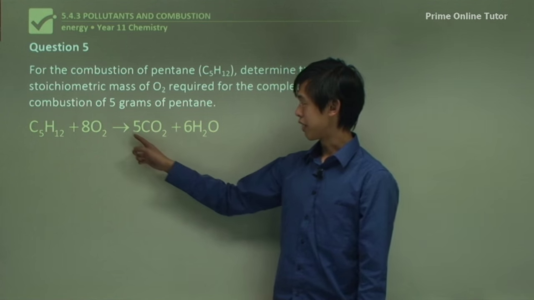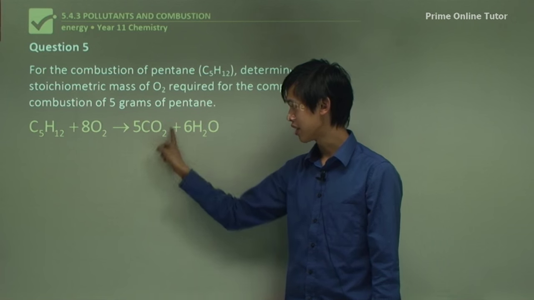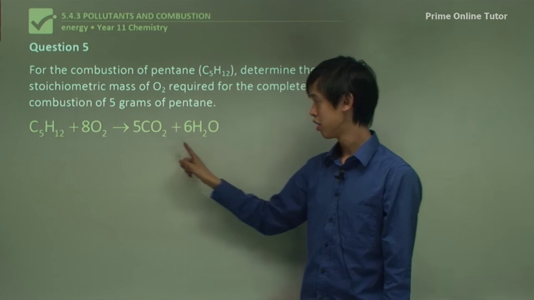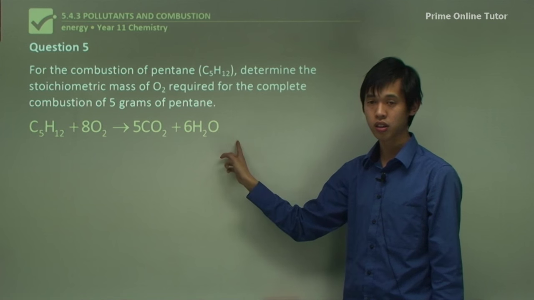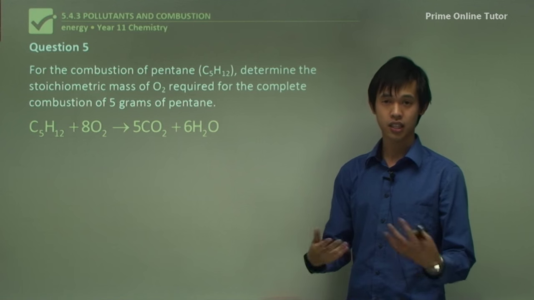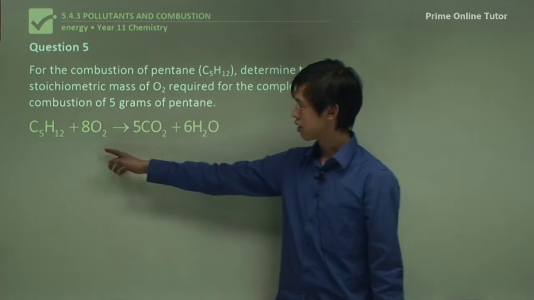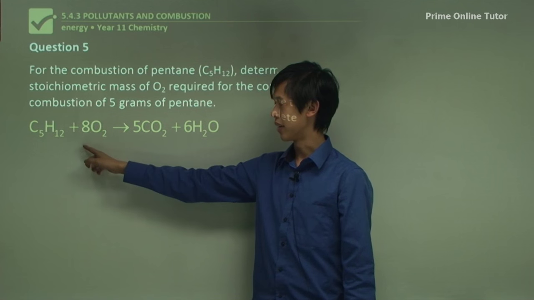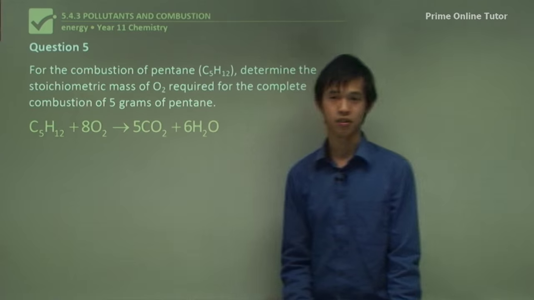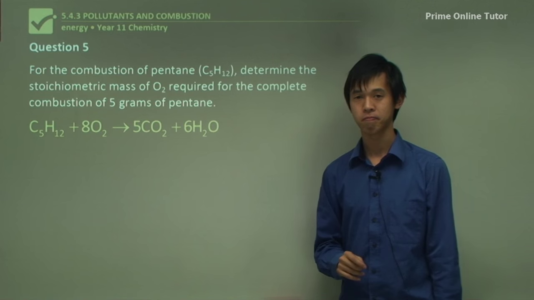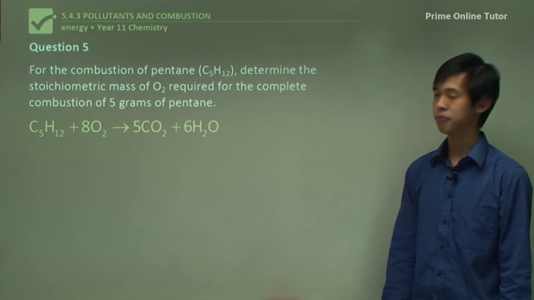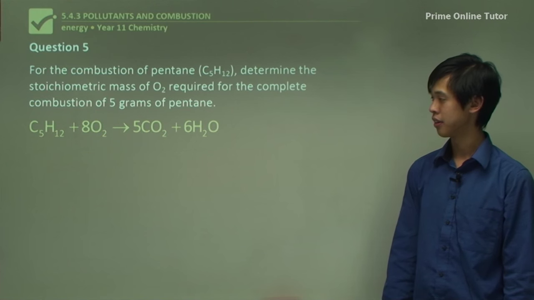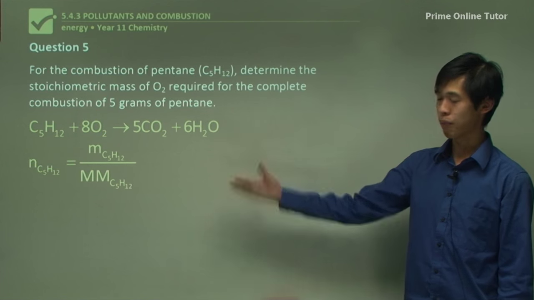Then we have 10 oxygens here, 5 times 2, and 6 oxygens here, 6 times 1. So when you add 6 and 10, you get 16. So how do we get 16 here? Well, we say 8 times 2, which is 16. And that's how we balance this one. Okay, fairly simple. Now, what we do is we say, how many moles of pentane do we have?